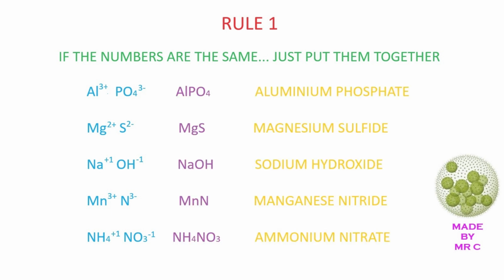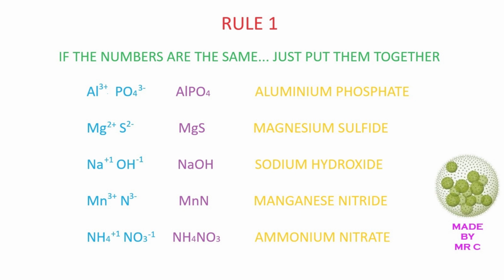Okay, so for the first one, it's just AlPO4. Because 3+ and 3- cancel each other out, we just put them together. And this compound is called aluminium phosphate. In the next one, magnesium is +2 and sulfide is -2. They cancel each other out, so it becomes MgS, which is called magnesium sulfide. Then number 3, sodium is +1, hydroxide is -1. So the charges cancel each other out and becomes NaOH. And that's called sodium hydroxide.